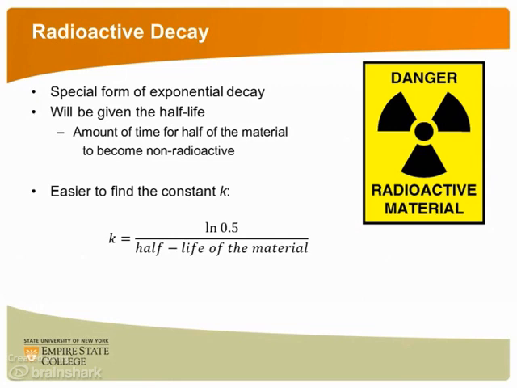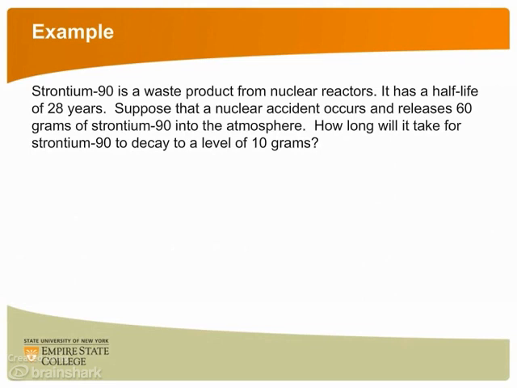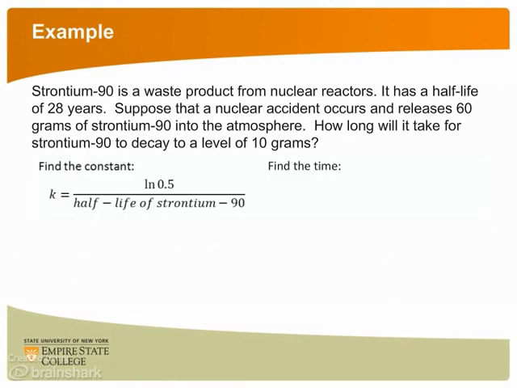Let's look at an example. Strontium-90 is an isotope created in nuclear reactions with a half-life of 28 years. Suppose a nuclear incident happens that releases 60 grams of strontium-90 into the atmosphere. How long will it take for the strontium-90 to decay to a level of 10 grams? First, we need to find the constant K for this problem. We can use the formula because it is a half-life problem. Therefore, the constant K equals the natural logarithm of 0.5 divided by the half-life of strontium-90.